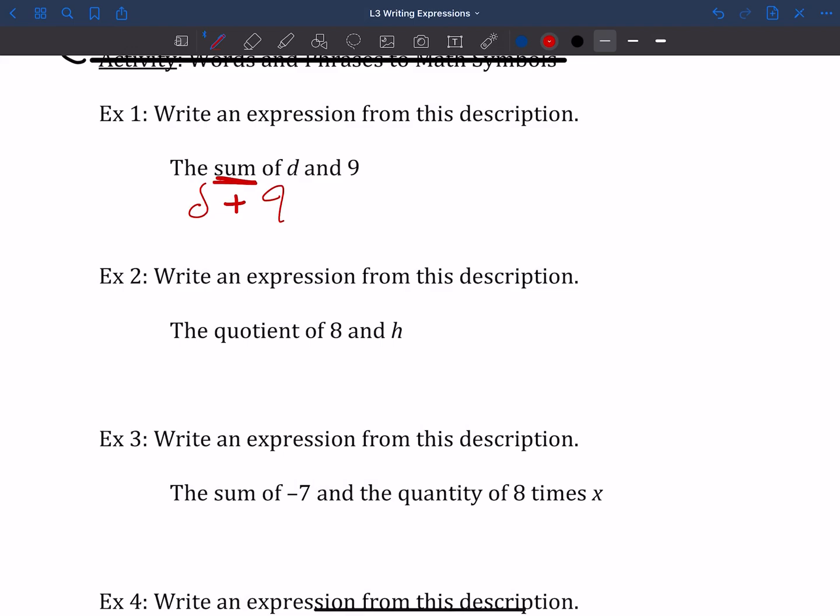If I'm going ahead to the next one, again, we're looking for those key words like we had up above. Quotient is one of those. We're taking the quotient of 8 and H. So again, quotient is division. I'm going to write them in that order. However, as you saw above, you don't need to use this little division sign with the 2 dots. Fractions are just division. So a lot of times you might see this as 8 divided by H.